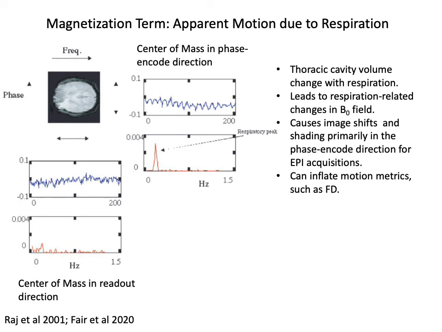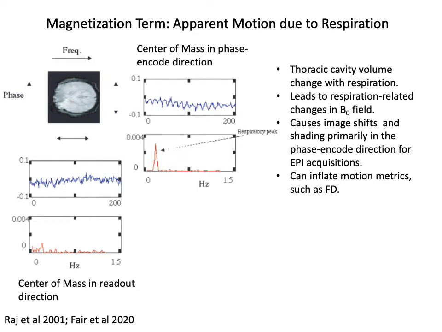Another type of magnetization term artifact occurs from an interesting interaction between respiration and the EPI image acquisition process. When we breathe in and out, the volume of air in our thoracic cavity changes, and this causes time-varying perturbations of the magnetic field. These magnetic field changes lead to changes in the frequency of precession of spins in the brain. For an EPI acquisition, these frequency changes manifest as shifts in shading of the image that are most pronounced along the phase encode direction.